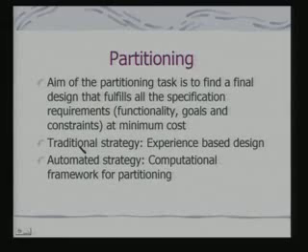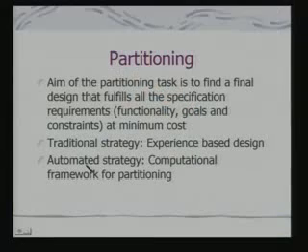The traditional strategy would be an experience-based design, that is, you manually try to analyze and do it. Now, this experience-based design may also involve usage of a variety of computer-aided design tools. On the other hand, you can think in terms of a completely automated strategy where you get a computational framework for partitioning and the task can be done completely in an automated fashion.